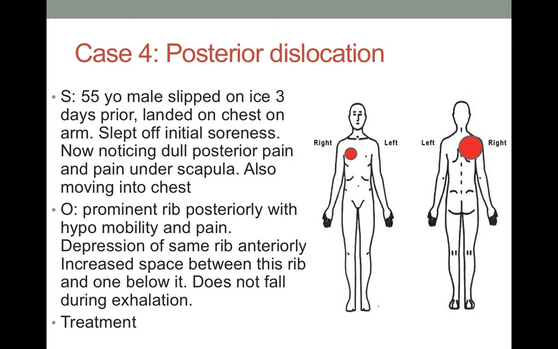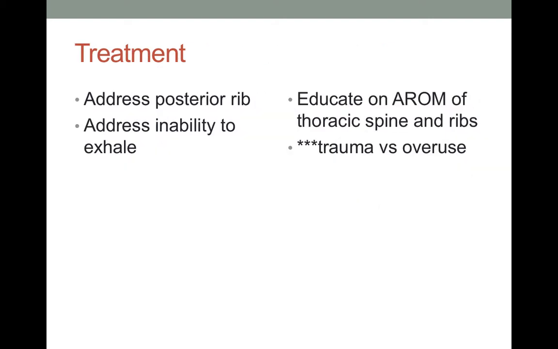You observe a prominent rib posteriorly with hypomobility and pain on that segment. You also find an increase in space between this rib and the one below. It does not fall during exhalation. Please take a couple seconds to create a list of treatment options. I hope some of these made it to your list.